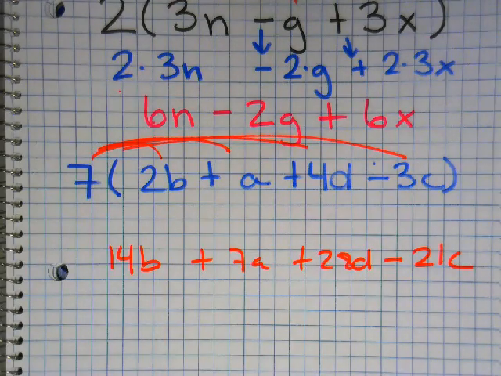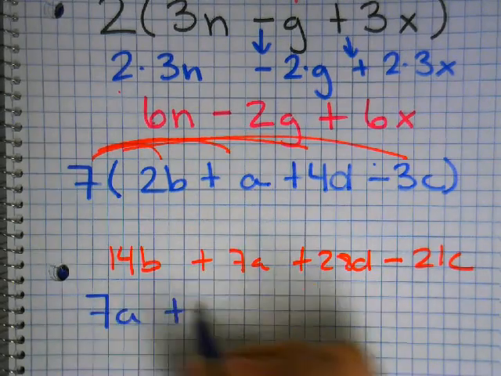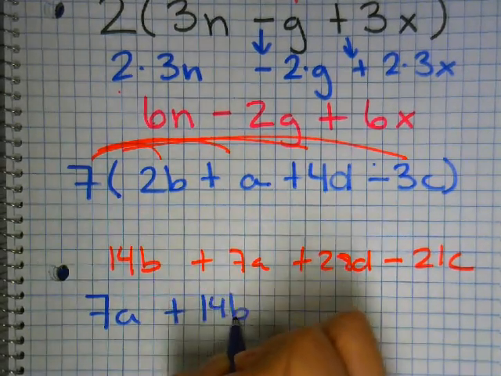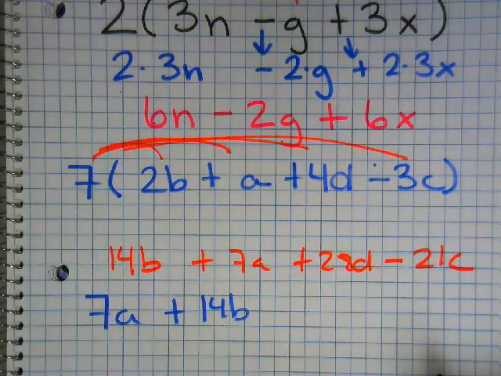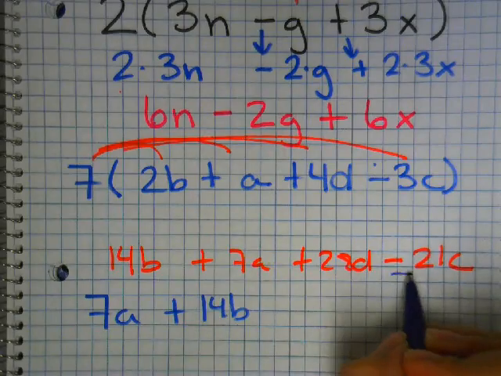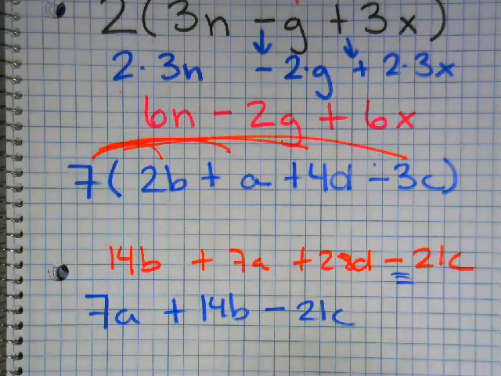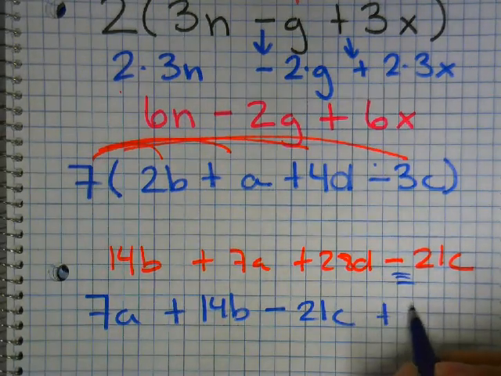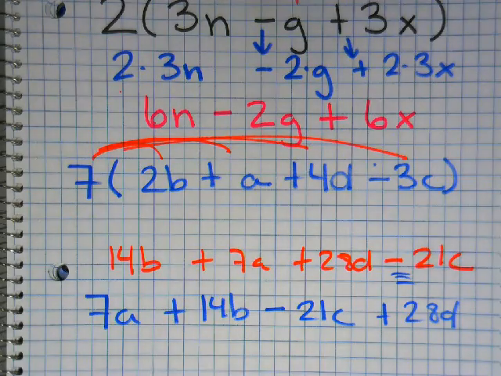Who can put it in alphabetical order? So what variable would come first? Kyle? 7a. So 7a plus 14b, minus 21c. Or is it minus? Minus 21c. So the operation in front of it goes with it, and then plus 28d. So in high school, your teacher is going to be like, I need it in alphabetical order. So it's just like A, B, C, D. Okay? That's the next level.